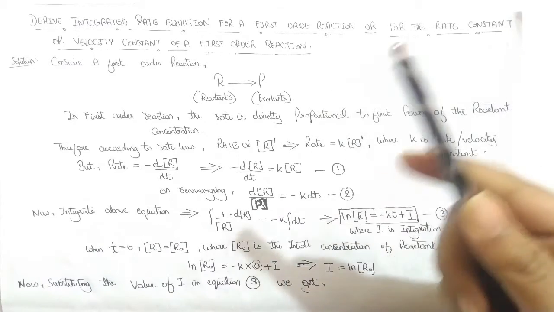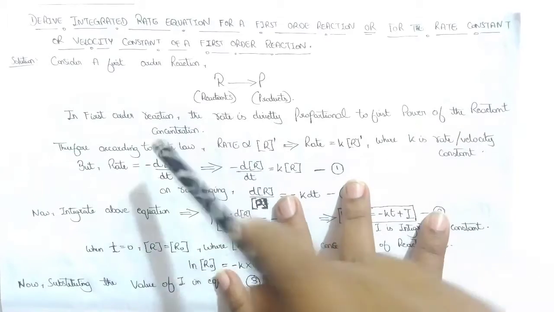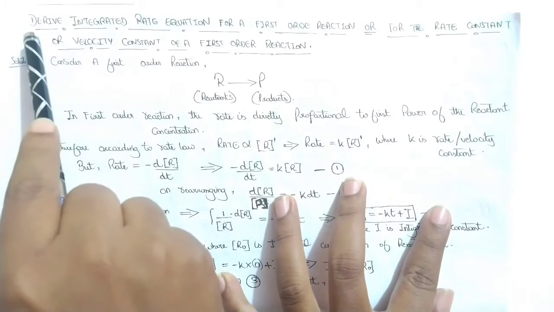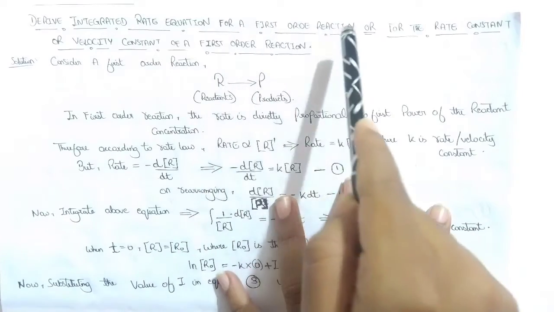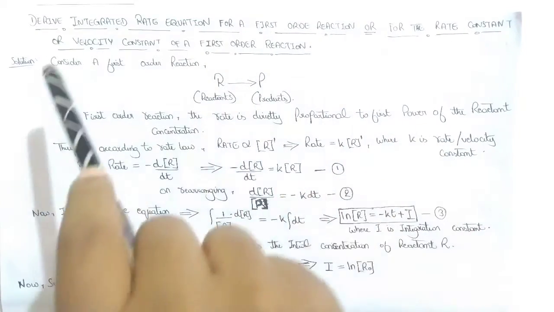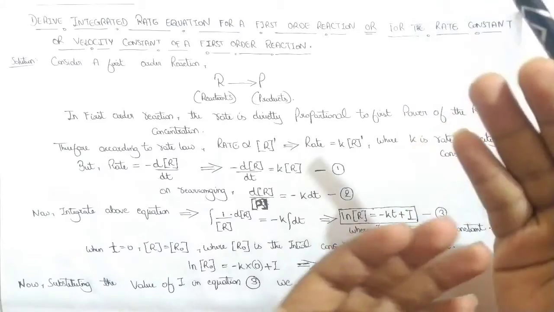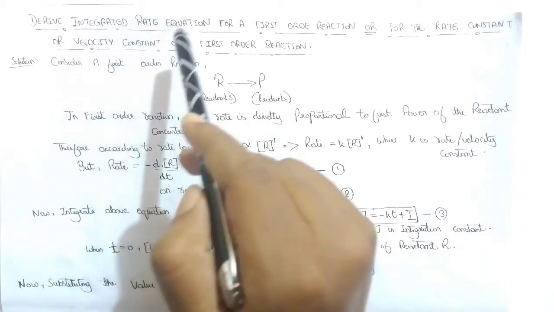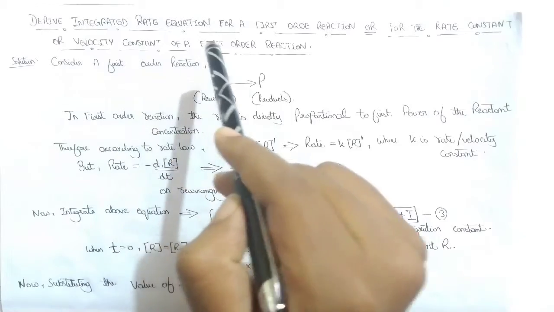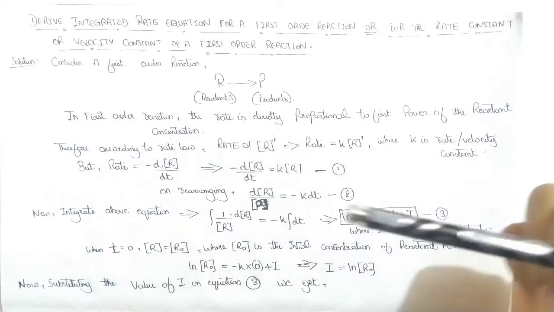Now moving forward with this derivation, let me state the question. The question is as follows: derive integrated rate equation for a first order reaction, or it may be stated as derive integrated rate equation for the rate constant of first order reaction, or it can also be stated as derive integrated rate equation for a velocity constant of a first order reaction. Now moving to the solution.